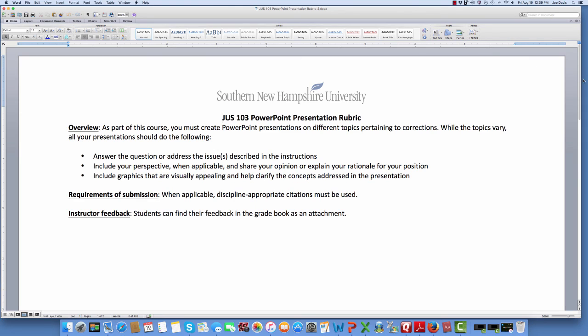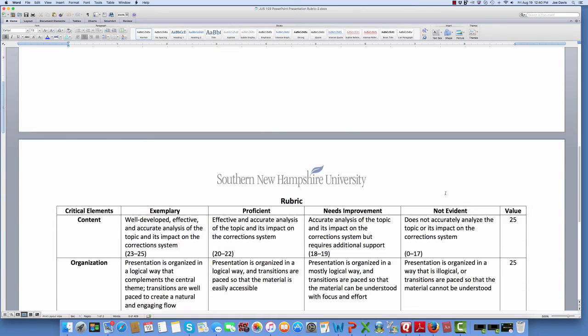Okay, here is the rubric open. Hopefully you can read it. Obviously you have the assignment. We've talked about that. You need to answer any questions and address the issues. You need to include your perspective. That's your evaluation or analysis if applicable. Use graphics that are visually appealing and help clarify. And then where applicable, use your discipline appropriate citations, which for us here is the APA, American Psychological Association, and then I'll provide you feedback.